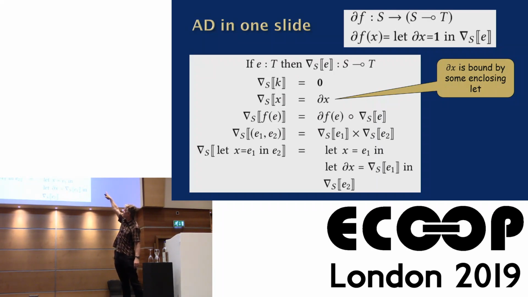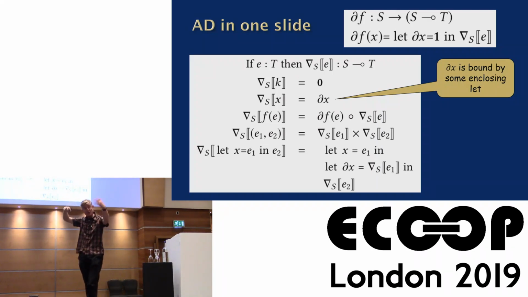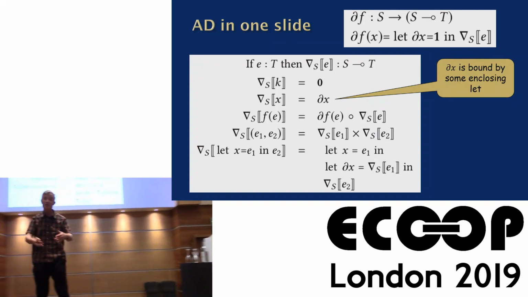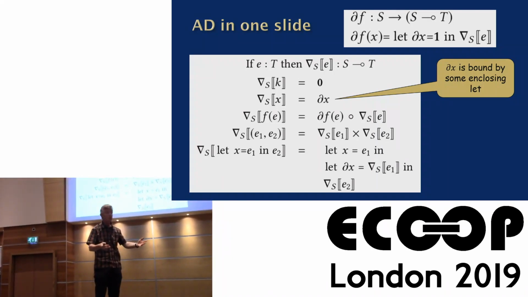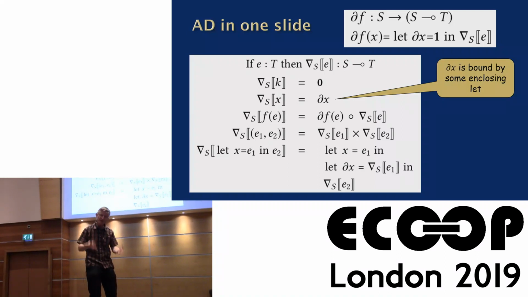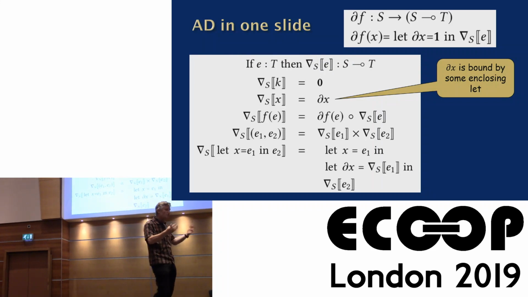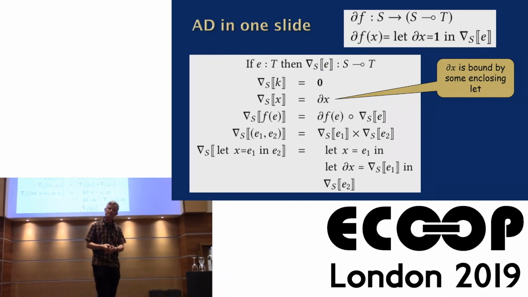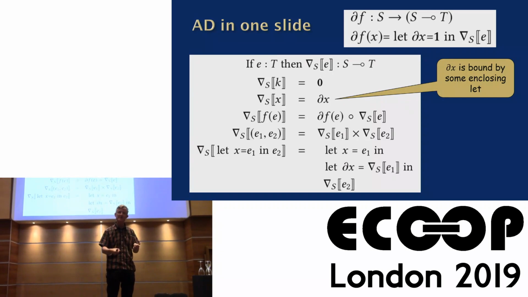So the things on the left are the syntactic forms of the original program. The things on the right are also terms in the language, but they have type linear map. In particular, here is the typing rule: if E has type T, then this transform, grad S E, is a new expression whose type is S lollipop T. That's the invariant to keep in mind, right? That grad S T, grad S of some expression E, if E has type T, is a linear map from S to T. Yeah, Sophia.